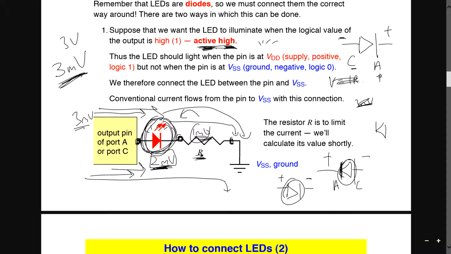Alright, if you were to connect in another way, where this is plus, this is minus, this is minus, this is plus, then things are going to be a little bit opposite. That's just the meaning of that.